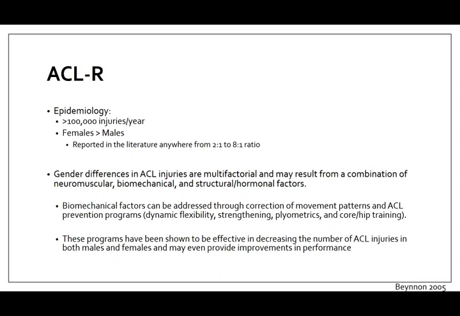Epidemiology, this number is probably more, but there's Bainon did a study in 2005, so we're talking about 11 years ago, 100,000 injuries per year. Females are greater than males, and this is important because there could be some neuromuscular control issues and then some just skeletal differences between males and females that puts females at increased risk. And this risk is seen in the literature anywhere from 2-to-1 ratio or 8-to-1 greater ratio females to males.